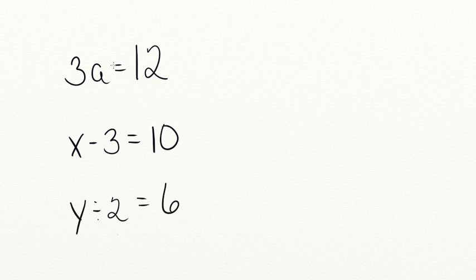So we're going to start with 3 times a equals 12. Now, since we're multiplying here, the inverse of multiplication is division. So we're going to divide the left-hand side by 3, and we're going to divide the right-hand side by 3. 3 divided by 3 gives us a value of 1, and 1 times a is just going to equal a. 12 divided by 3 equals 4. So we know that a has a value of 4.